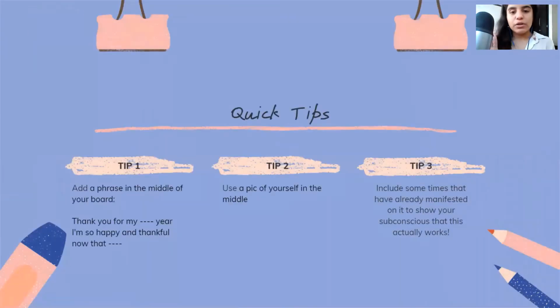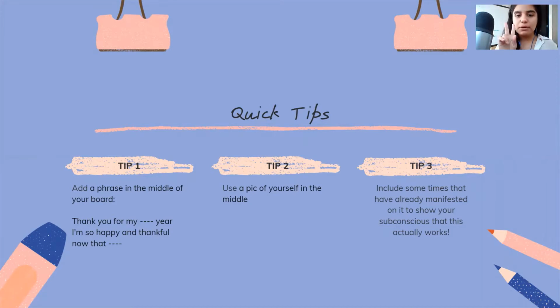So another quick tip. The first one is to add a phrase in the middle of my board that starts by saying thank you. So you're going to say, thank you for my $100,000 this year, or I'm so happy and thankful now that I bought my dream house. Whatever it is that is going to be your biggest desire for this year, you're going to put it there.